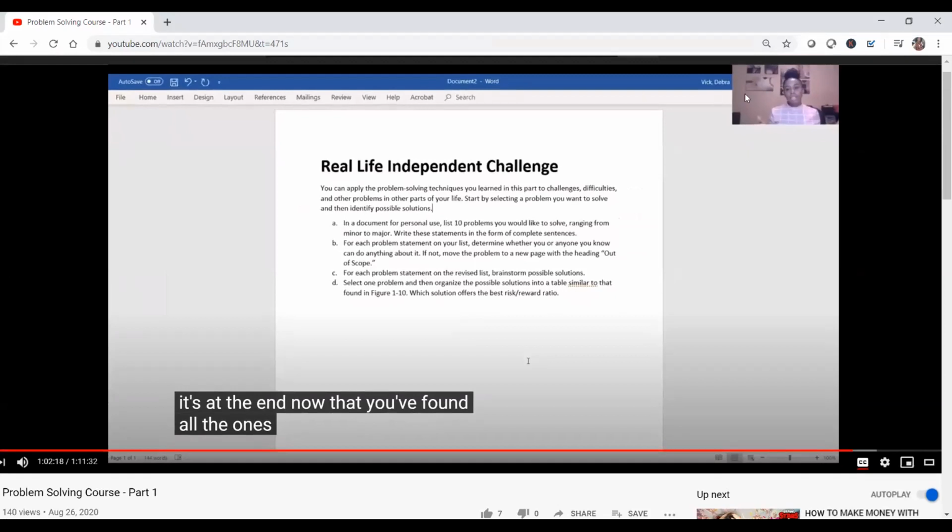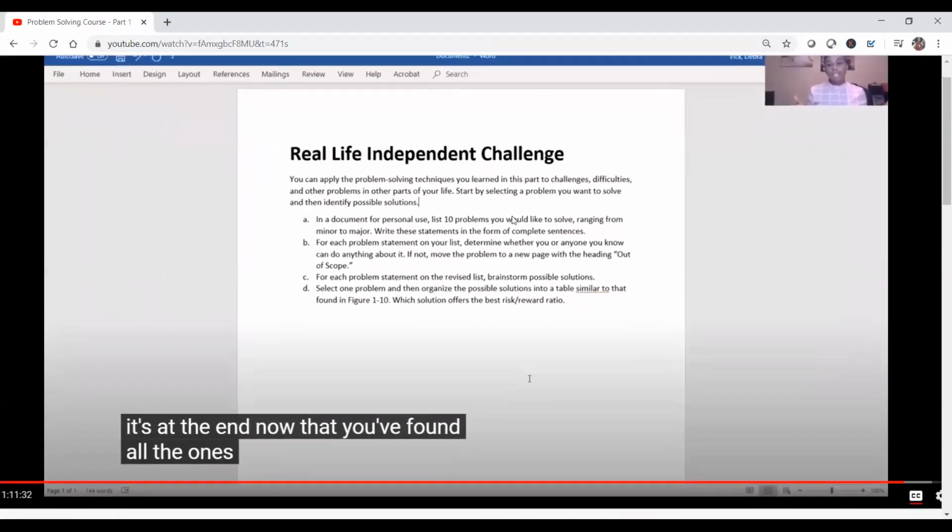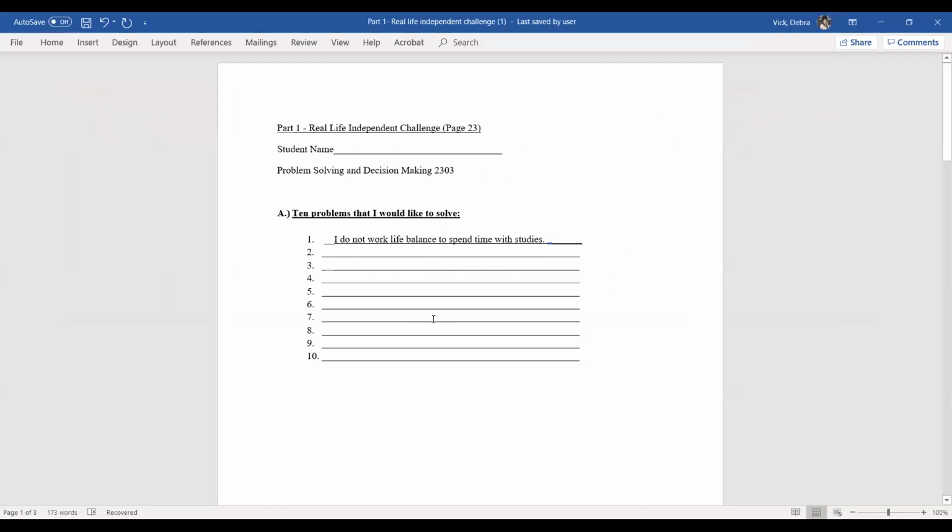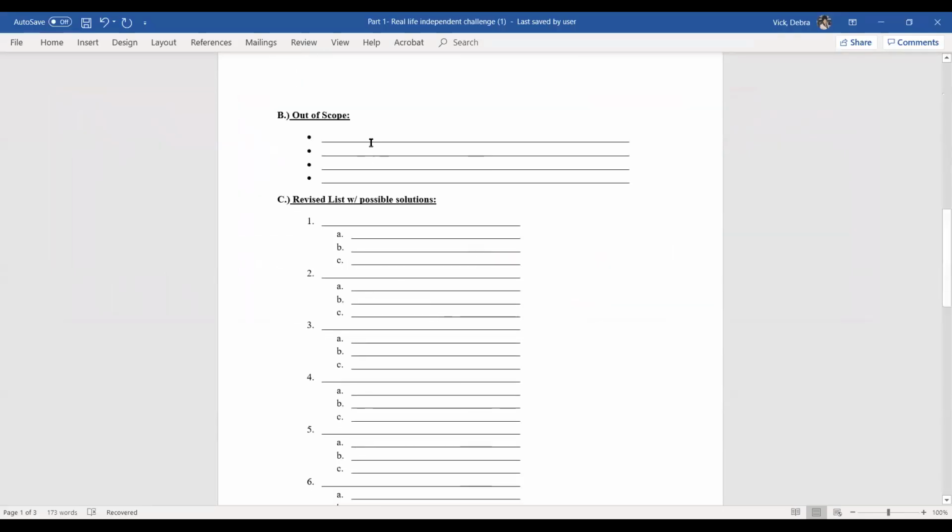So that means that you're actually going to do that. You're going to look at what you have from your list of 10, and then you're going to determine what's out of scope and what's not. So you have 10 here. Then you're going to look here. You're going to say, okay, 2 of these are out of scope, or 1 is out of scope, or none are out of scope. And then you'll put those there.